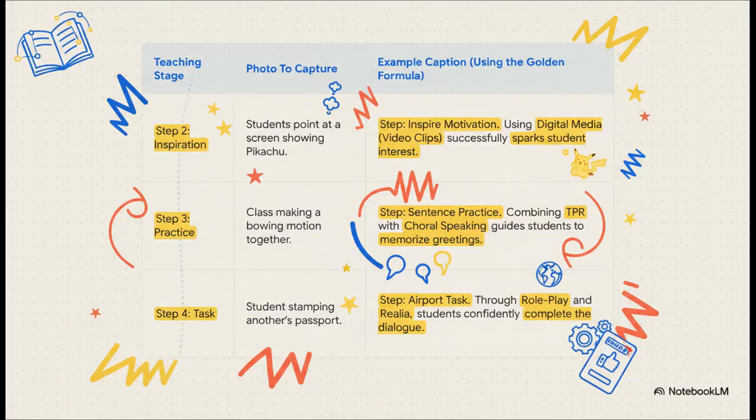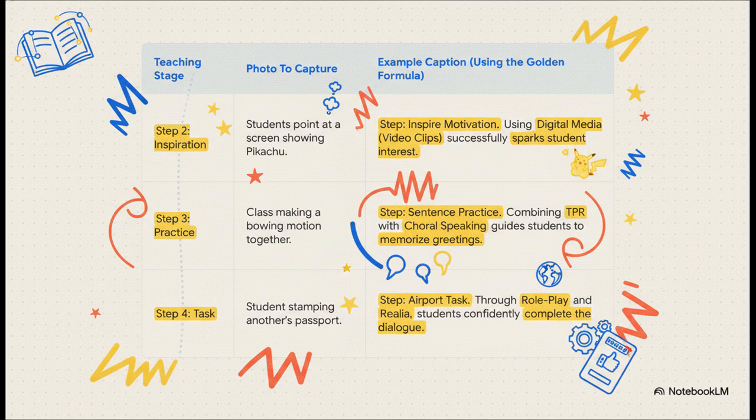And this table just shows the golden formula in action, perfectly. Let's look at the practice row. The photo shows students bowing, right? But the caption tells the whole story. It names the strategies, TPR, which is total physical response, where you connect words to actions, and choral speaking, and it links them directly to the outcome, students memorizing greetings.